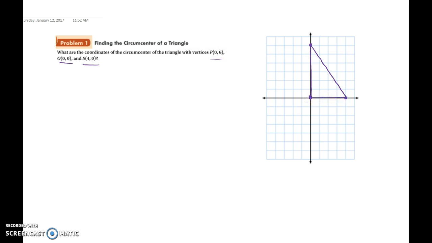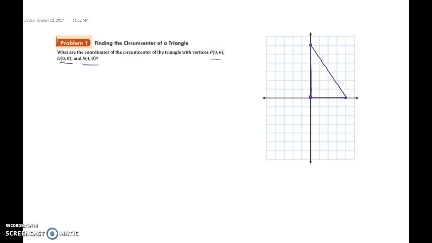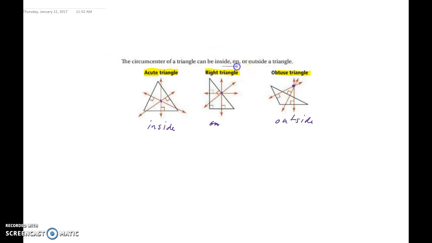All right, now, the reason why we talked about this slide here is if we look at this figure, we have a vertical line and a horizontal line. We know that that's going to intersect at 90 degrees. So when we look here, we know that we have a right triangle, which then means we know it's going to appear on our hypotenuse.